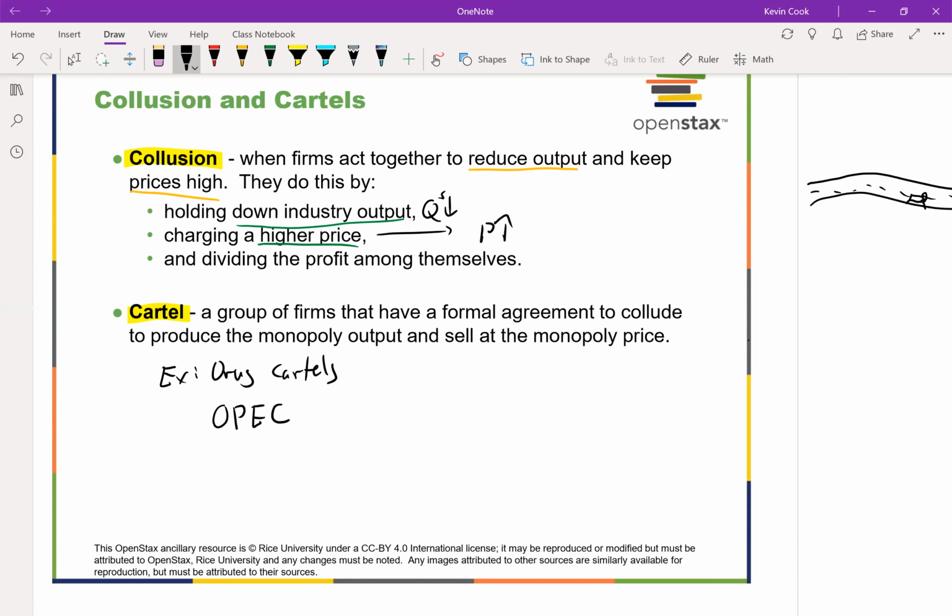OPEC, I'm just going to make sure I get the abbreviation right, is the Organization of the Petroleum Exporting Countries. And OPEC is a bunch of countries, specifically countries like, well, let me pull up this map. Saudi Arabia, Iraq, Iran, Venezuela, looks like Algeria and Libya, and then a few other countries in Africa.